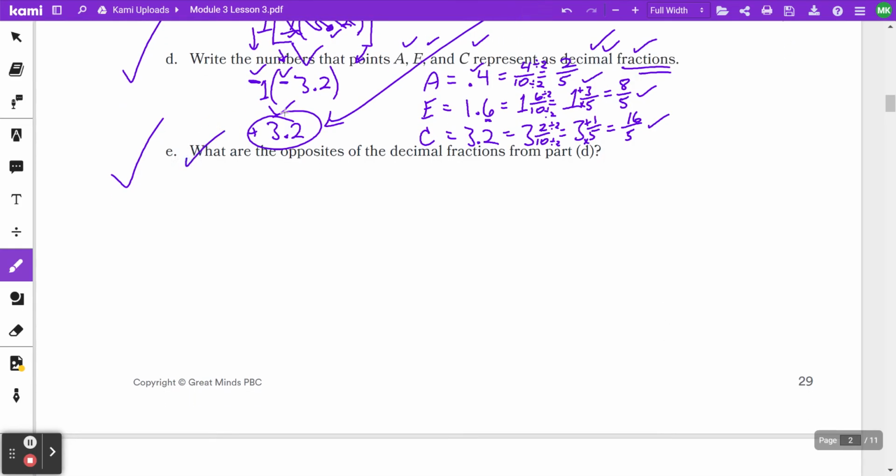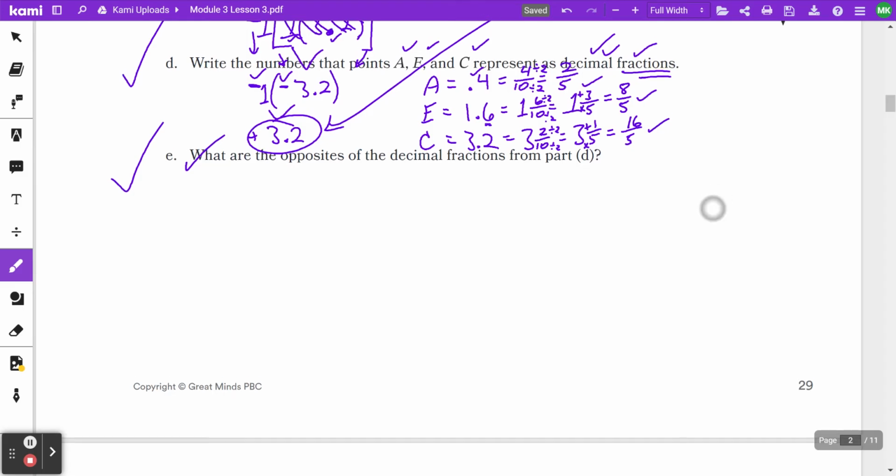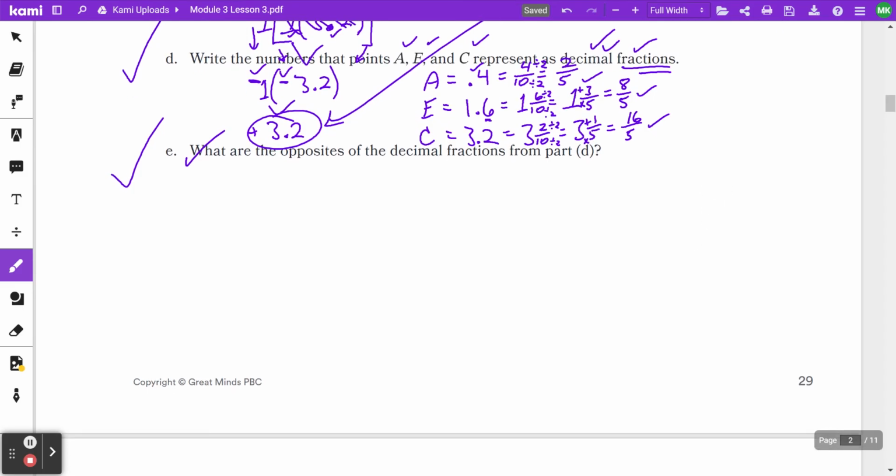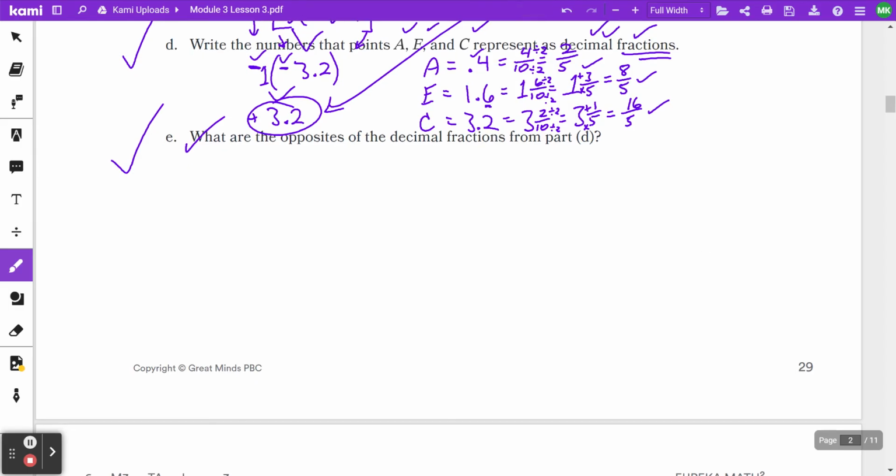Okay, so what are the opposites of the decimal fractions from part D? So I want the opposites of that. Oh, okay. Let's see. From part D, the opposites. Okay, so let's see. If I'm doing that, they want all of these, huh? Decimal fractions from part D, all these guys. Okay, so the opposite of 2/5 would be -2/5. Okay, right. What's the next one?